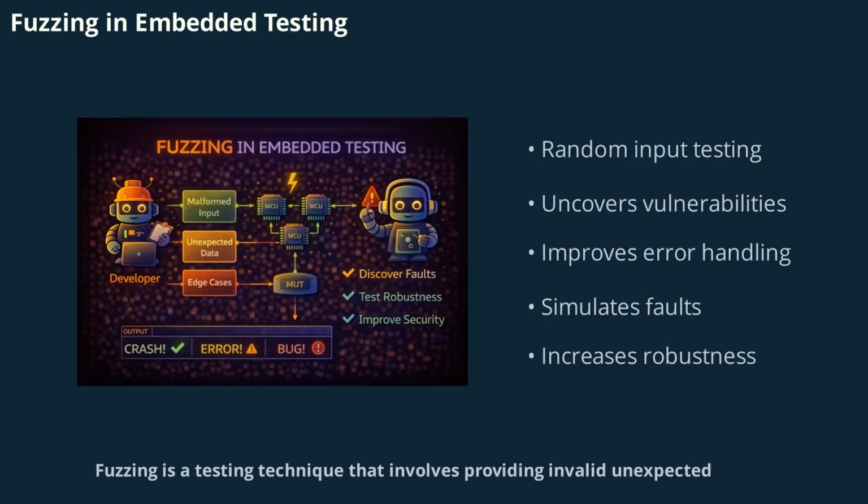Fuzzing is a testing technique that involves providing invalid, unexpected, or random data as input to a system. In embedded systems, fuzzing can uncover vulnerabilities, improve error handling, and increase robustness by simulating faulty sensor readings or injecting noise into communication channels. It's a powerful tool for finding edge cases and ensuring your system can handle unexpected inputs gracefully.